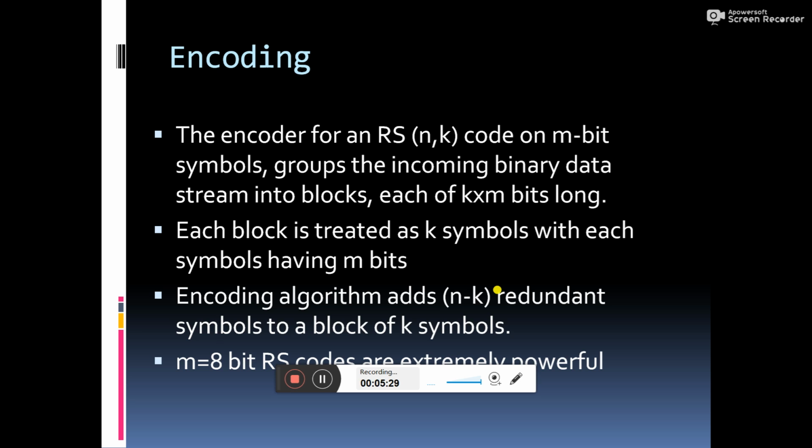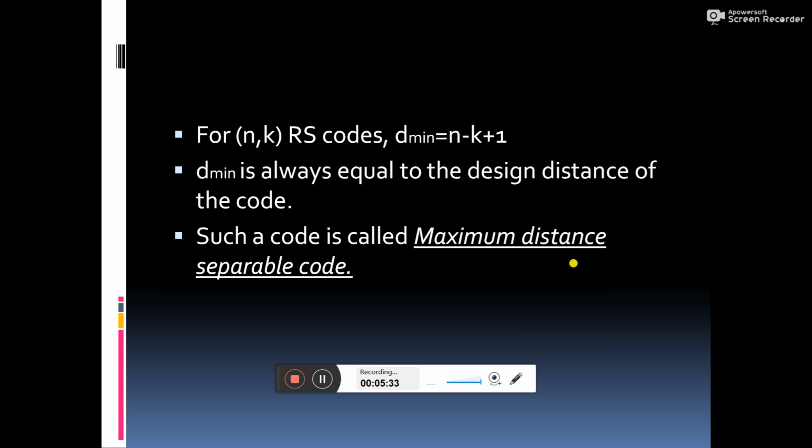Okay, and another important property is that for (n, k) Reed-Solomon codes, the minimum distance d minimum will be equal to n minus k plus 1. Actually, in all other linear block codes, this d minimum will be less than n minus k plus 1. Okay, in other linear block codes, this d minimum is less than n minus k plus 1.